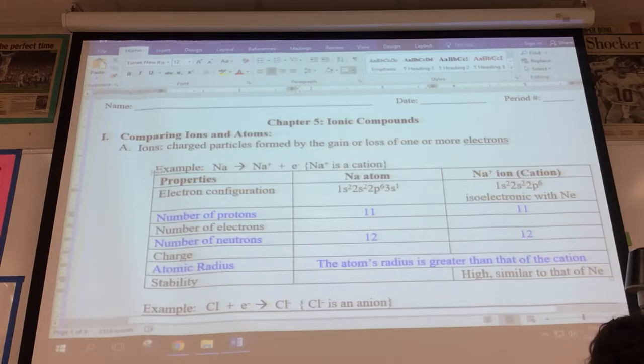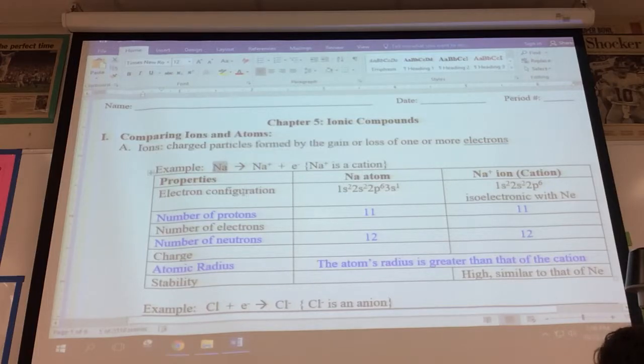The first thing we want to do is compare ions and atoms. We know ions are charged particles, and they are charged particles because they have lost or gained one or more what? Electrons. So we know we don't lose protons. Proton number never changes because the proton number matches the atomic number. That is the identification tag for an element. So an ion is a charged particle that forms through the gain or loss of one or more electrons.